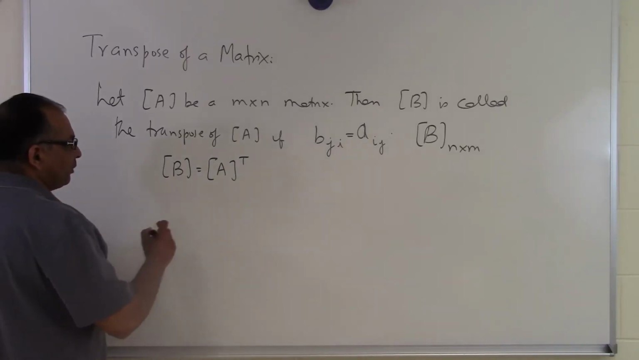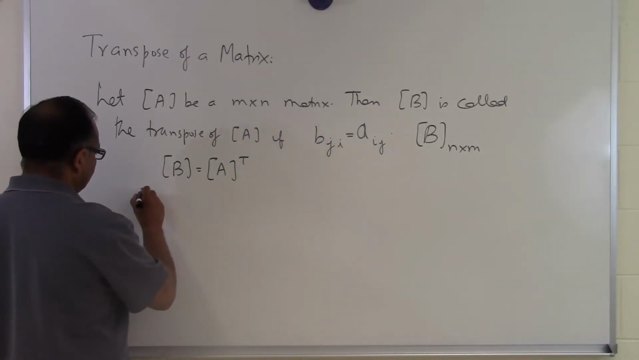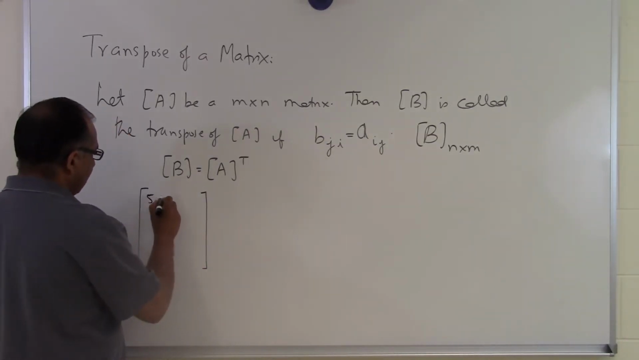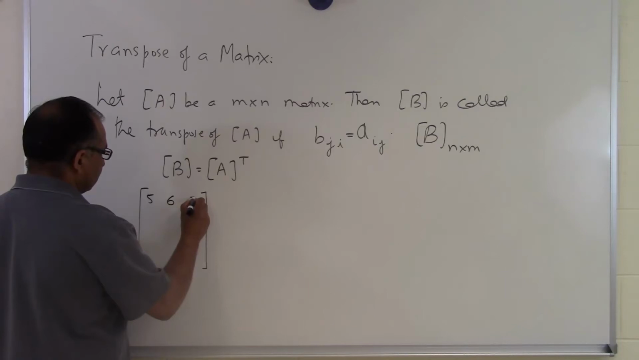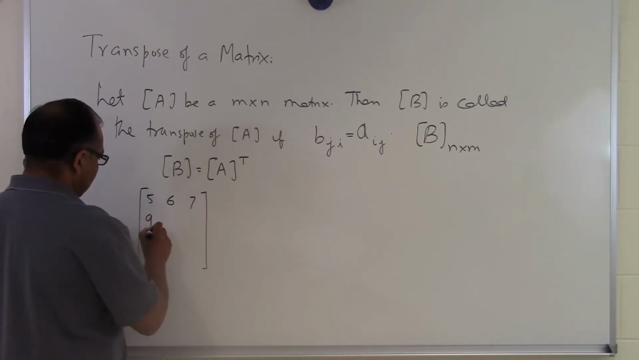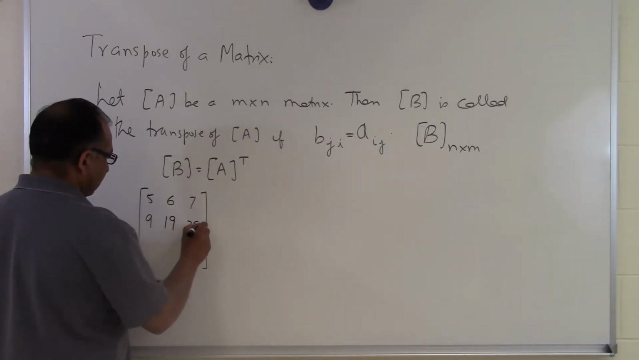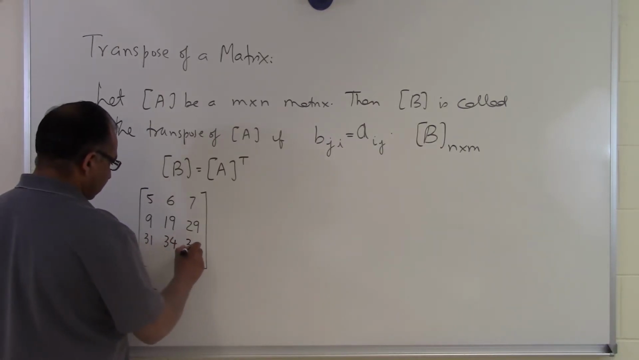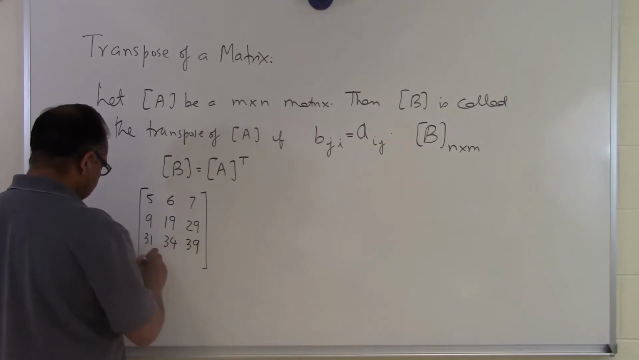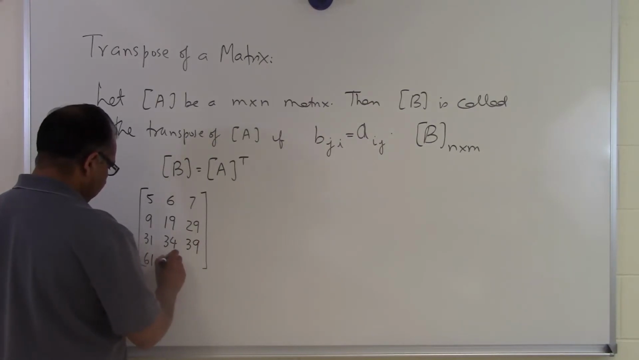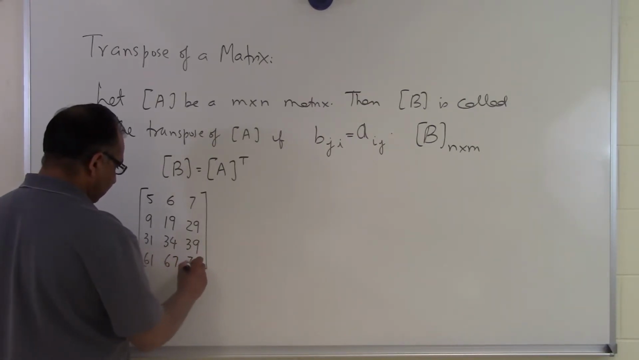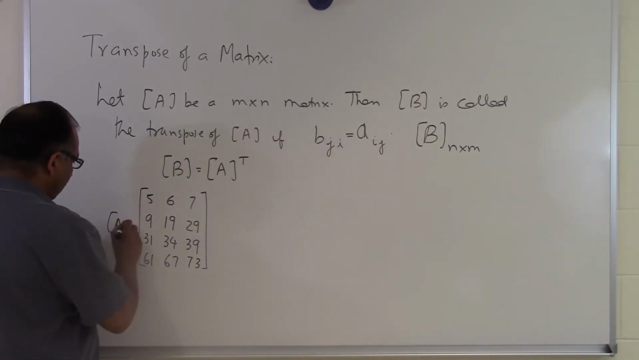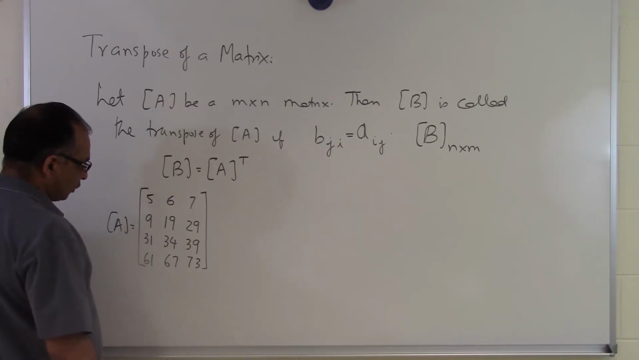So let's take an example of finding a transpose. Let's suppose we take 5, 6, 7, 9, 19, 29, 31, 34, 39, 61, 67, and 73. Somebody says, this is your A matrix, and you want to find the transpose of this A matrix.